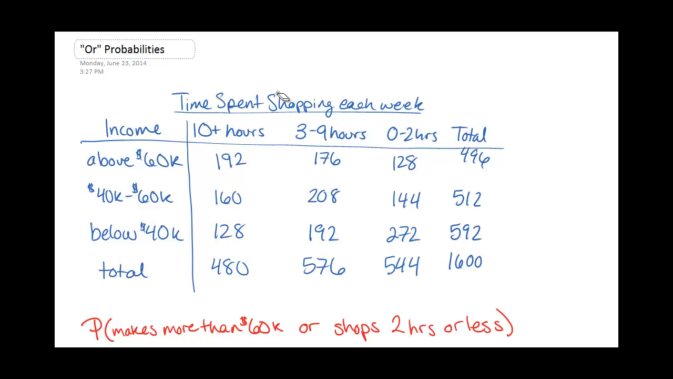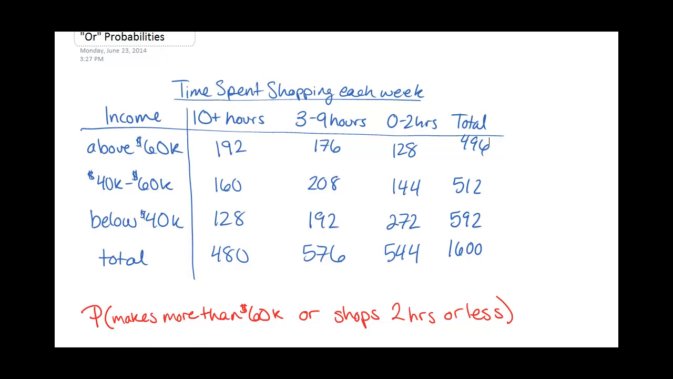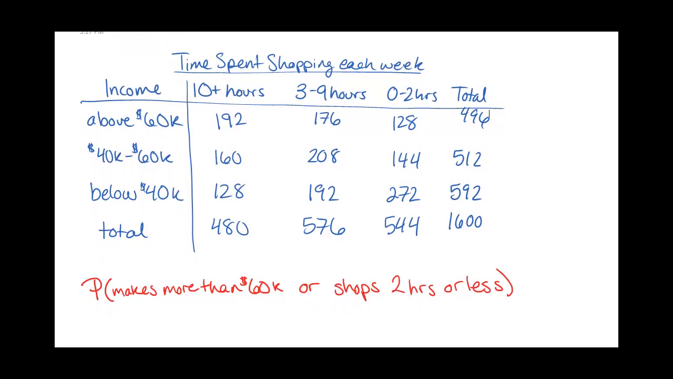In this video, we're going to talk about OR probabilities. And this isn't really a mathematical term. It just means that we're talking about the probability of something or something else. So as a beginning example, I want to take a look at this table of data about time spent shopping each week. So we've got an income of people and how long they spent shopping.